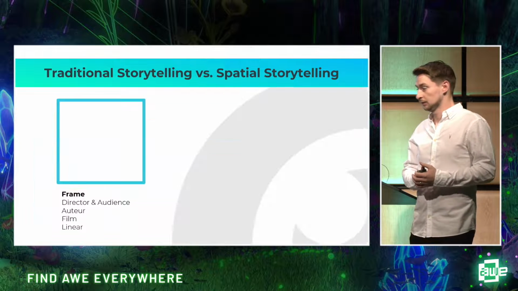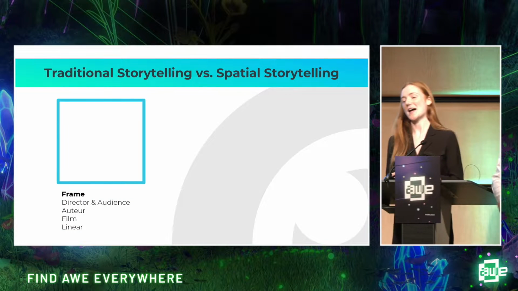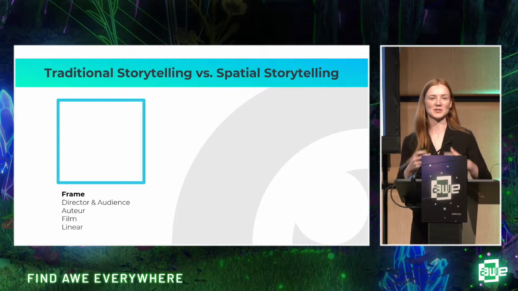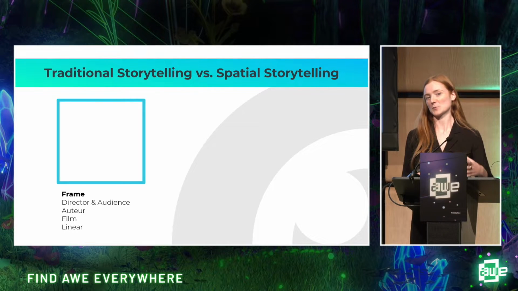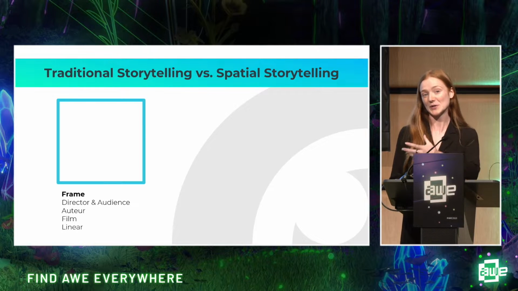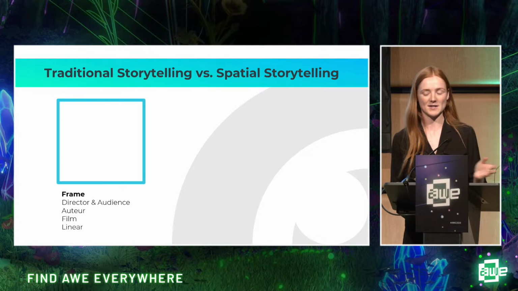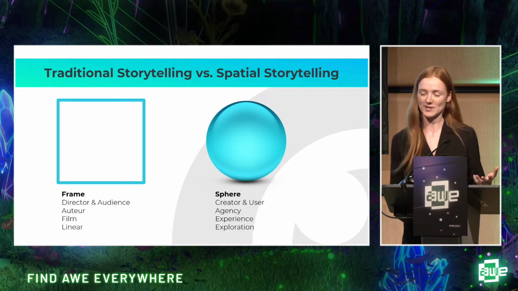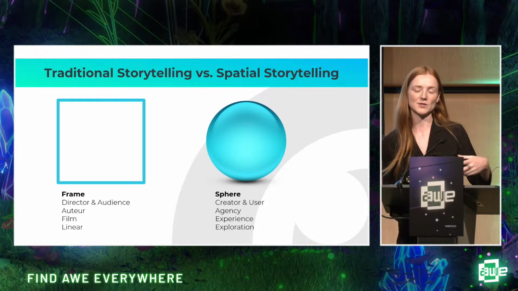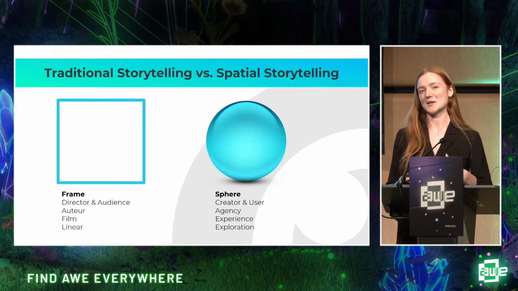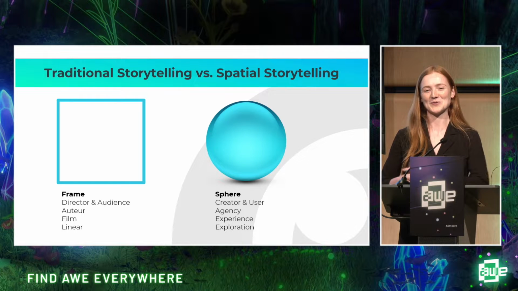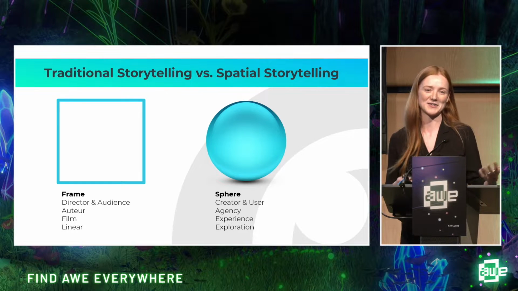And to put that into different terms, so we've talked about a frame: anything like a film, a TV show, even a book, they're all in a defined frame. And usually in this world, we talk about the director and the audience. The director has complete auteur over their film, and usually it's a linear narrative, whereas in the spatial storytelling world, it's more the creator and the user, and instead of the director having auteur, the user actually has agency. And instead of using a term like film, we often call them experiences. And instead of being linear, they're often explorative narratives.